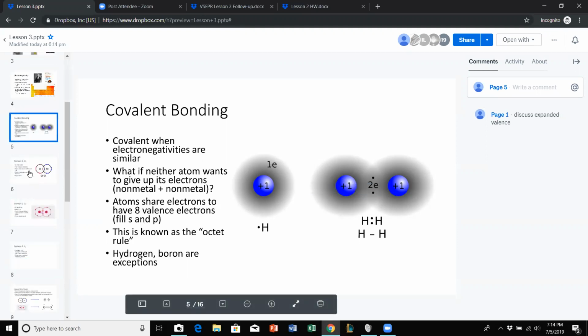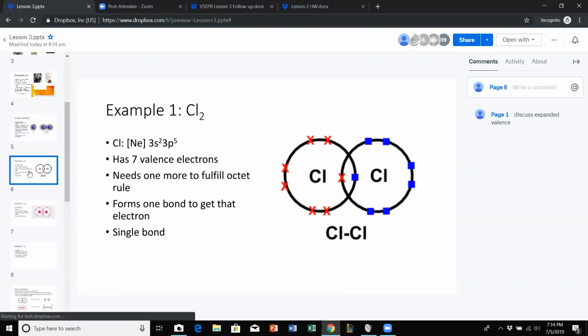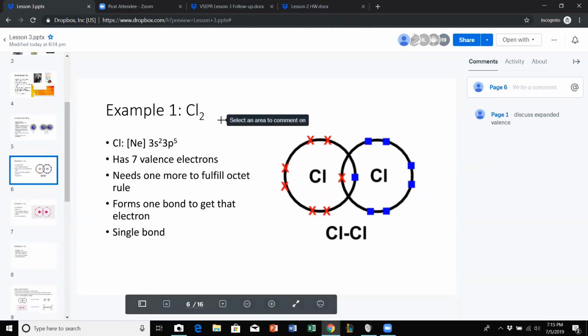But we'll talk about that when we come to that. So let's look at example 1. Dichlorine, so chlorine gas. Here's the electron configuration of chlorine. You all agree? As you can see, we have 7 valence electrons, 2 plus 5 is 7. So we need 1 more to fill the octet rule.